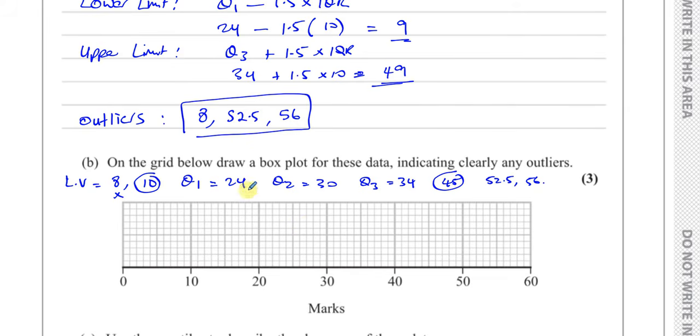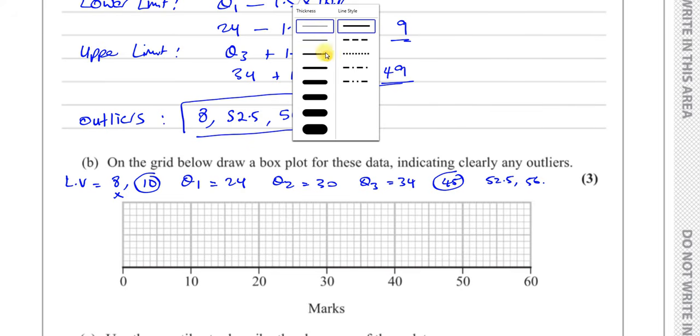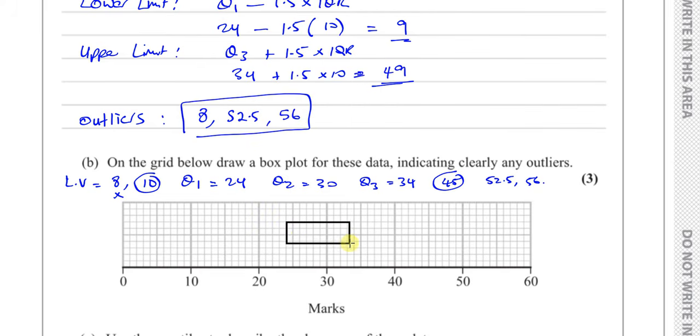So let me start with the box. The box goes from 24 to 34. I'll do it a bit neatly with this, from 24 to 34. So 24 is here, to 34, that's 35, so 34 is here.